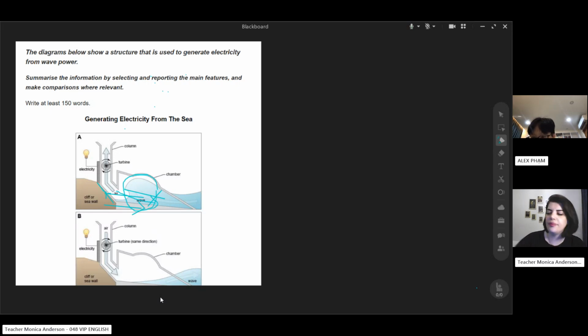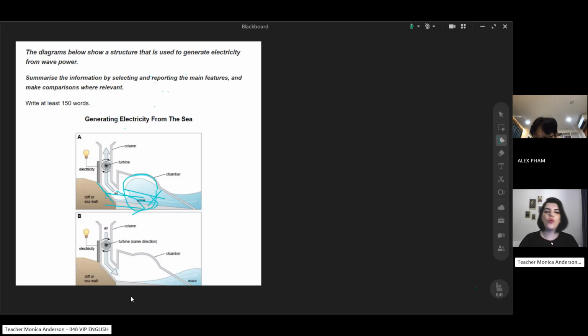As the water now flows away from the structure, it draws air back down the column and downwards through the turbine in the same direction as the previous upflow of air. The turbine continues to turn, thus generating even more electricity.